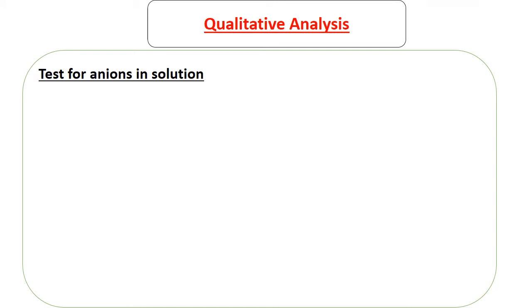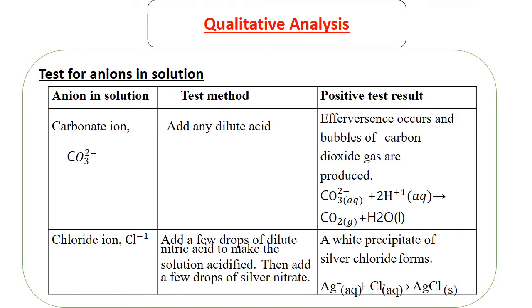So there are certain anions that have been selected. The procedure to test for their presence is outlined, and the results you should expect when they are present are also going to be given. So we're going to start with these two. Carbonate ion, of course, the chemical formula is this for the ion. So how do you test for the presence of carbonate ion? You just add any dilute acid.